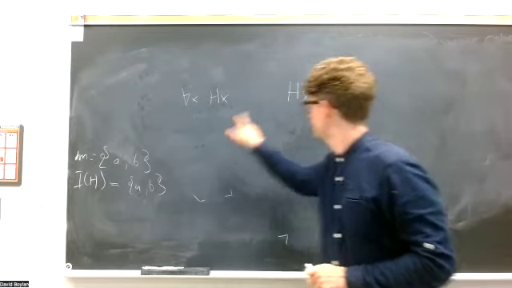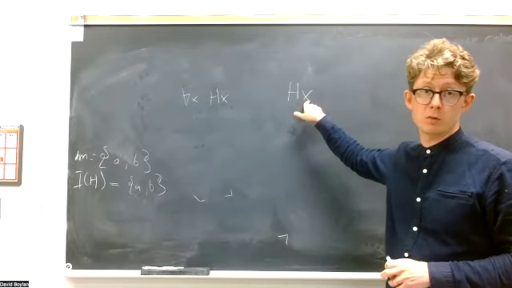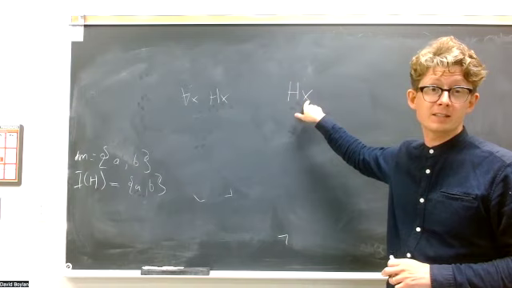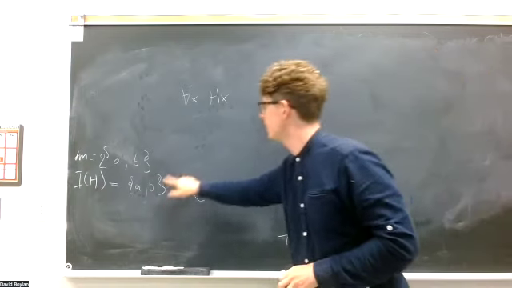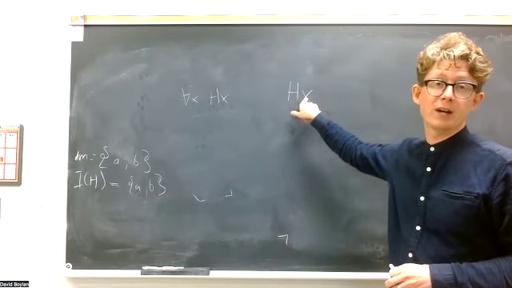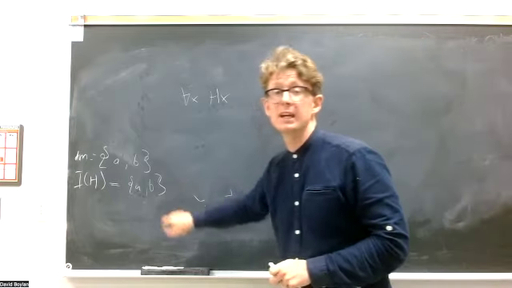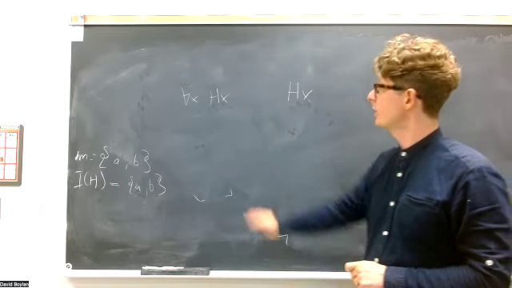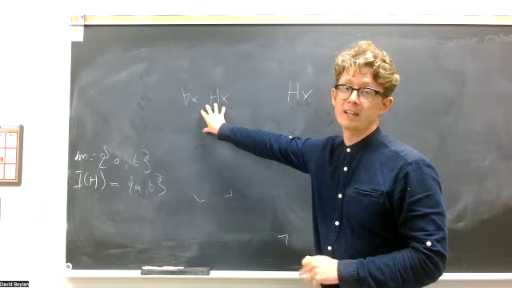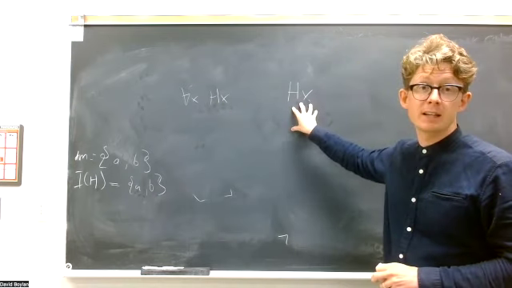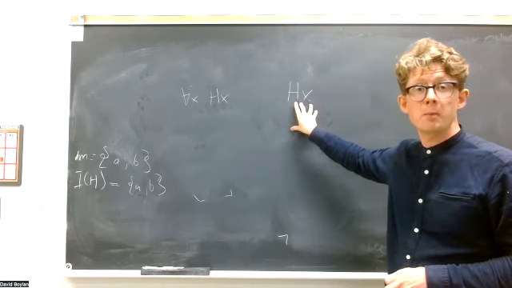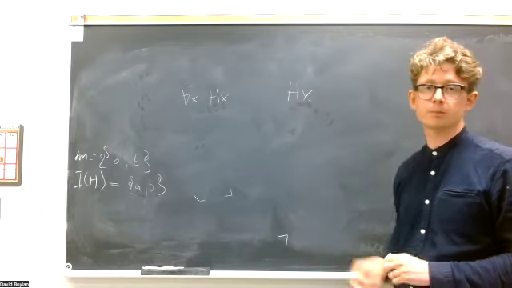A satisfies h of x, because if we let x be A, the sentence will be true. And B satisfies h of x, because if we let x be B, it would also be true. So if this is true for all x, h of x, then everything satisfies this sentence. Everything in the domain has to satisfy the sentence.